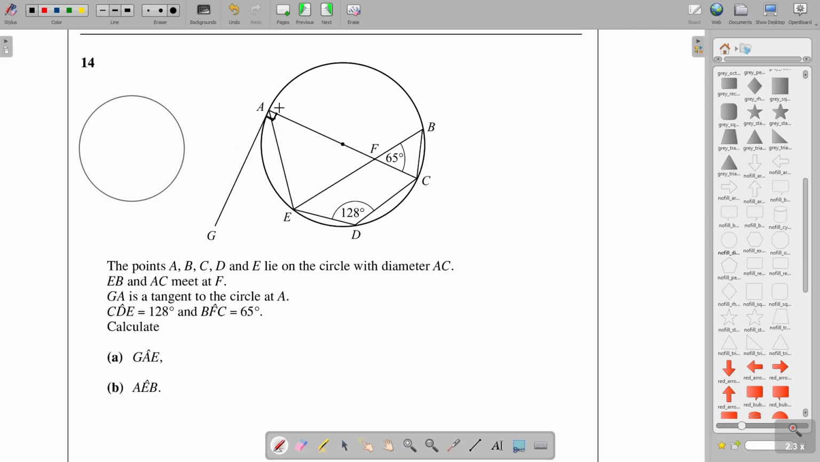Now we know that this is 90, so we need GAE. For this one, this whole thing, A, C, D, and E, is a cyclic quadrilateral. A cyclic quadrilateral is a quadrilateral whose sides are all chords of a circle, so all the lines of the quadrilateral touch the ends of the circle. That makes a cyclic quadrilateral. Now we know the sum of internal angles in a quadrilateral is equal to 360.